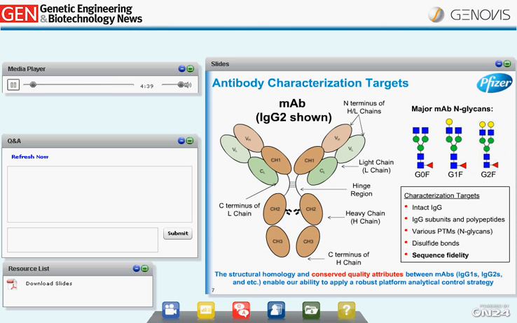Here we have the antibody characterization targets for a general therapeutic mAb. Depicted is an IgG2. The major characterization targets are the post-translational modifications in glycans, as well as the disulfide bonds, and then looking for the general sequence fidelity of the mAb. There are several other attributes that could be accounted for, including oxidation, deamidation, C-terminal lysine, and a few other modifications that would be of interest.